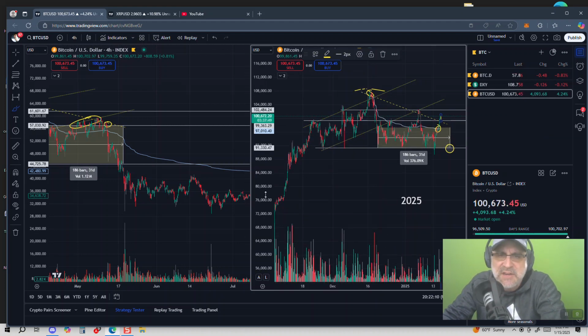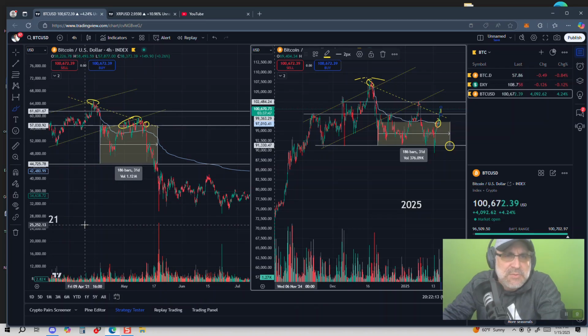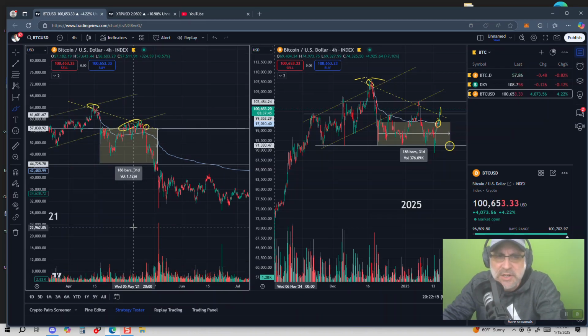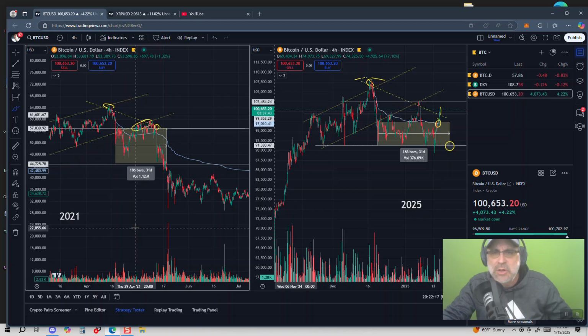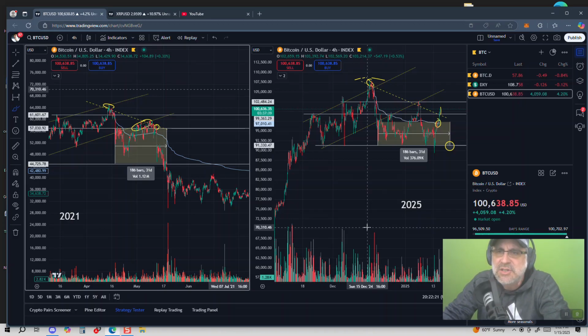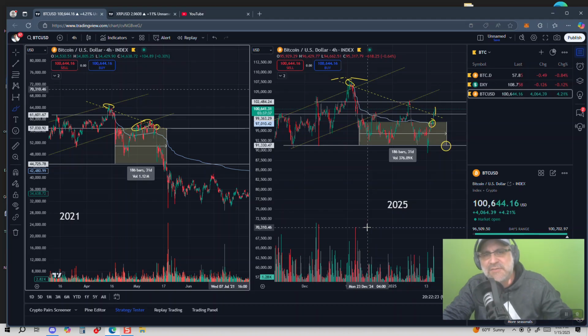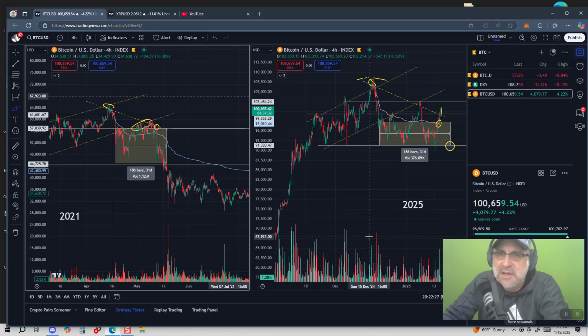It's not cookie cutter. They're going to be a little bit different because there's more players now than there was in 2021. There's more liquidity, there's more institutional play in it. So the waves are going to be different as far as the breadth and the spread of the waves. But like I said, the overall trajectories remain the same.